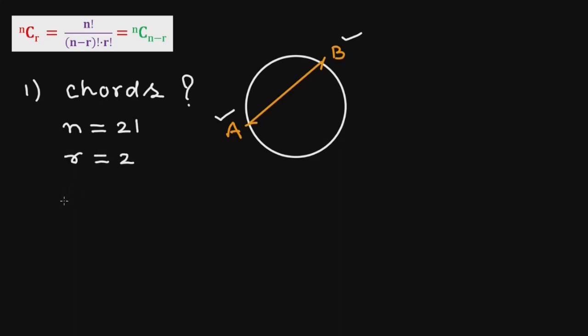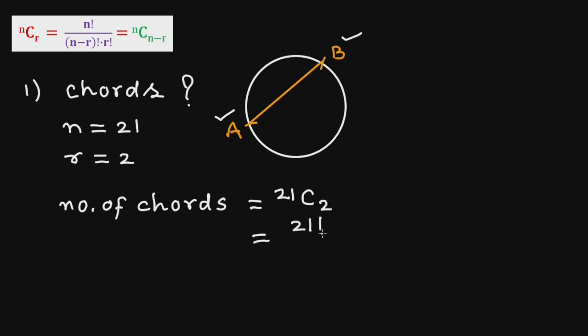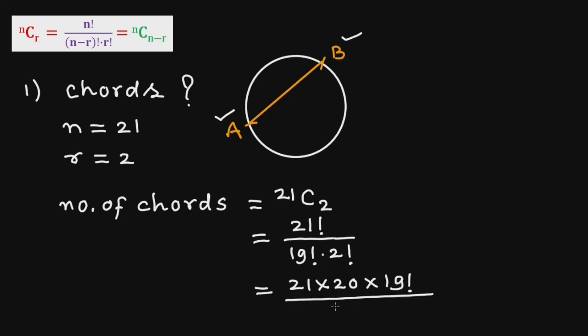So the number of chords in this case will be 21C2, 21 factorial upon 21 minus 2, 19 factorial, into 2 factorial. 21 into 20 into 19 factorial upon 19 factorial into 2 factorial. Cancelling 19 factorial, 2 ones are 2, 2 tens are 20, the number of chords will be 210.